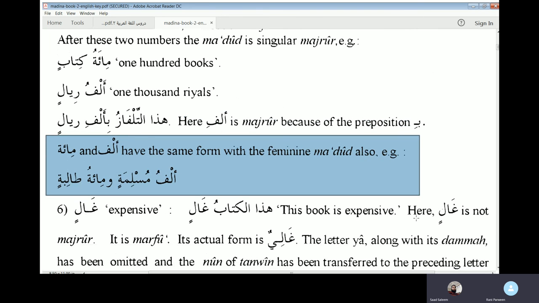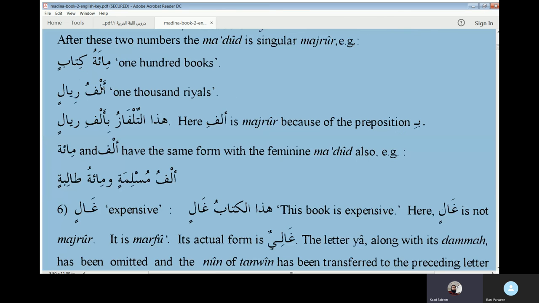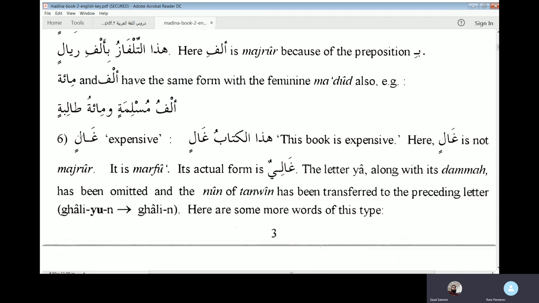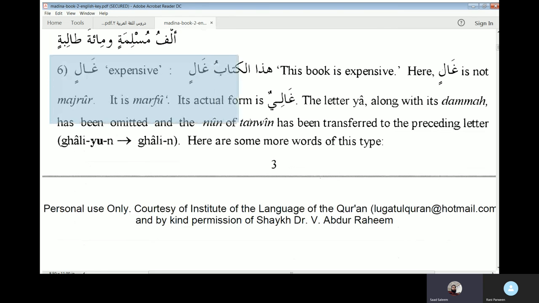Mi'atun and alfun have the same form with the masculine and feminine word. Also, for example, alfu muslimah and mi'atu talibah. With a masculine word we are using mi'ah, and with a feminine word we are also using mi'ah. With a masculine word we are using alf, and with a feminine word we are also using alf. It is the same for both masculine and feminine. Okay.